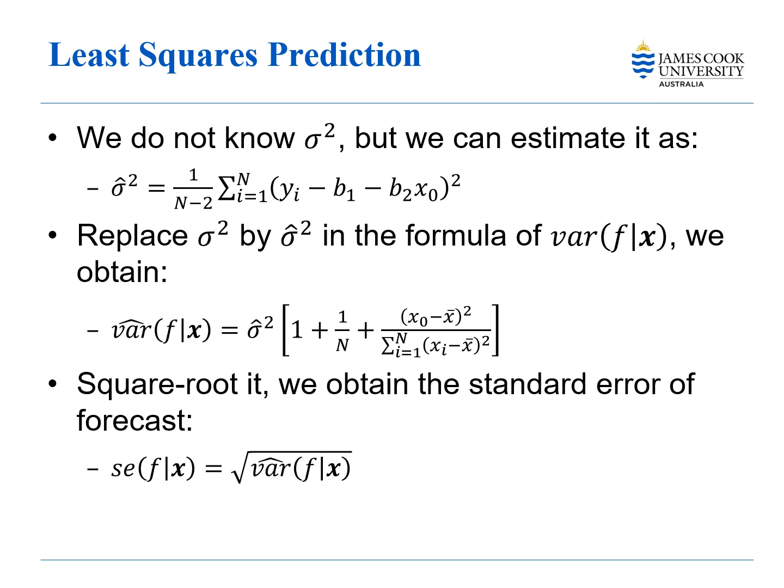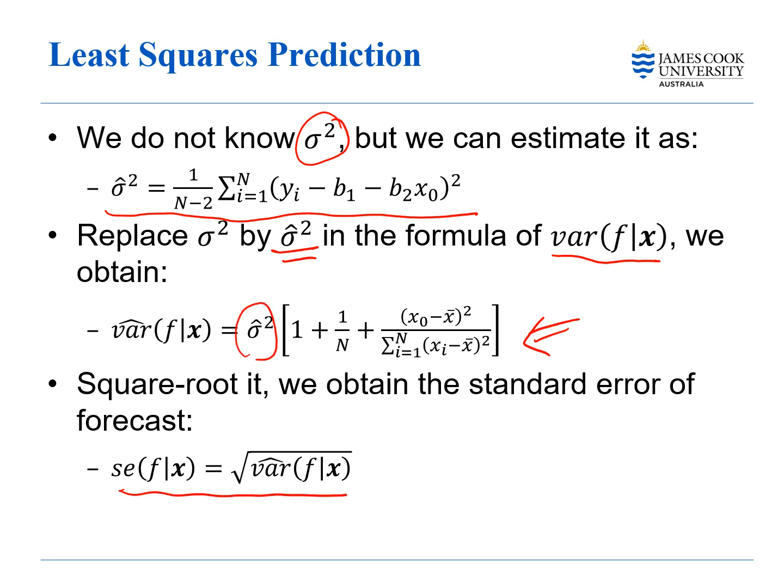However, we do not know sigma square, but we can estimate it like this. This is just the residuals from the least squares estimation, squared, added up, and divided by n-2. I hope now you appreciate why we divide by n-2 rather than n. So we get this sigma hat square, the estimate of sigma square, and plug it into the formula for the variance of forecast errors. We get this. Square rooting it, we get the standard error, which is the estimate of the standard deviation of the forecast.